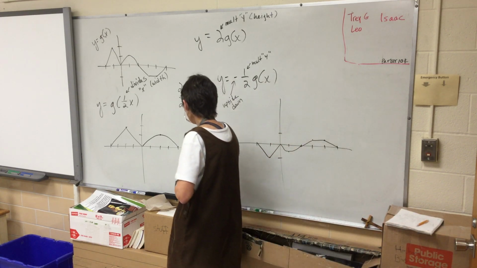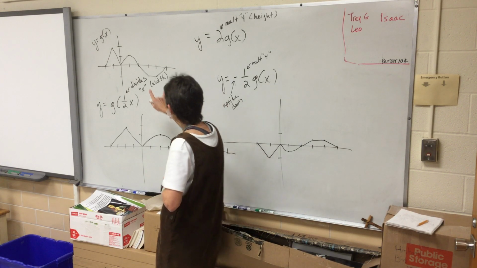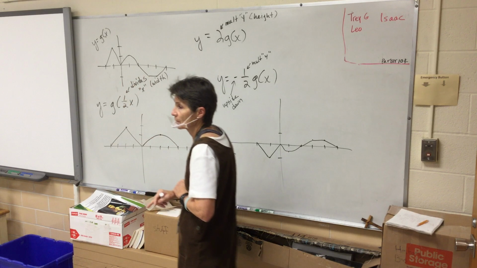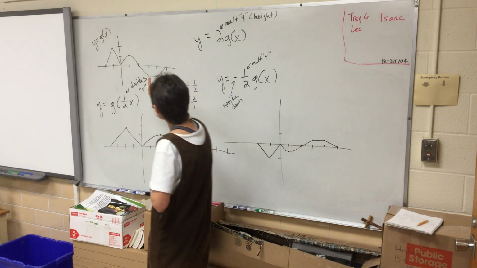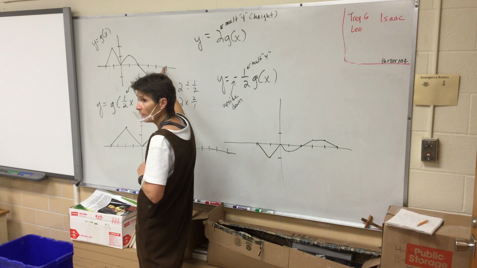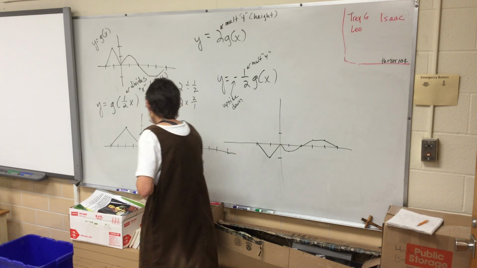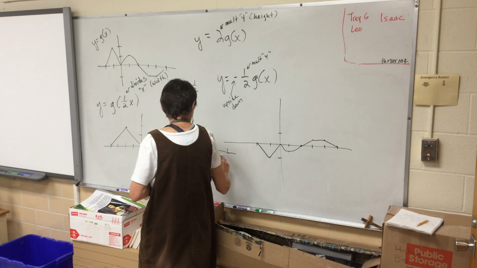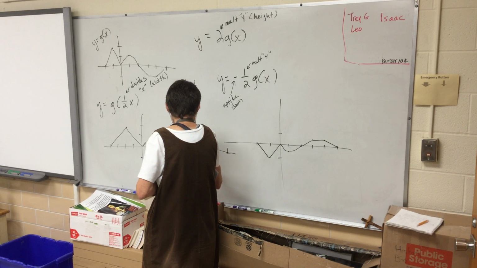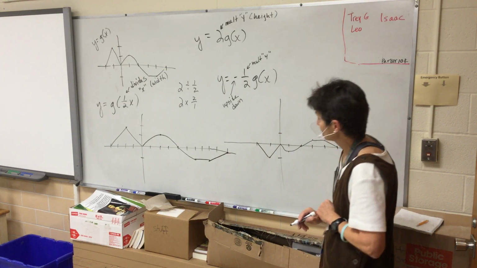And then what about this trapezoid? How wide is he? Well, in the original, he's 1, 2, 3 wide. Six. So he's going to be 6. Still down 1. So there he is.